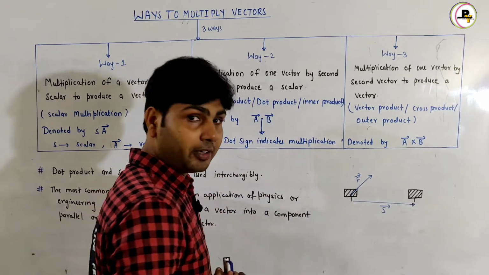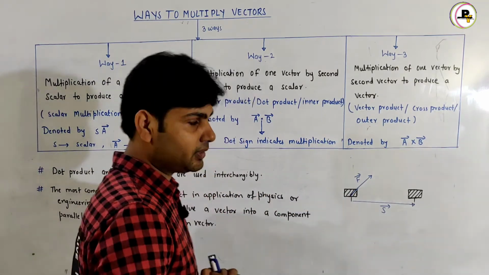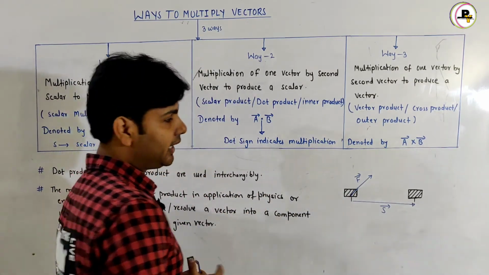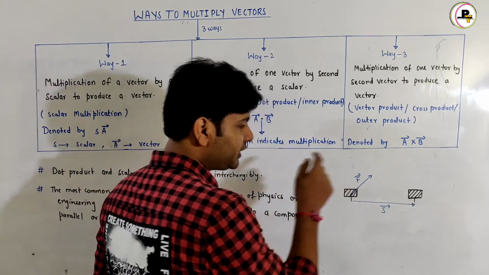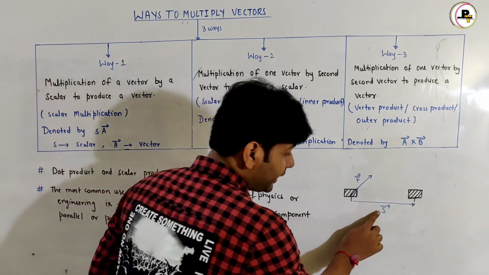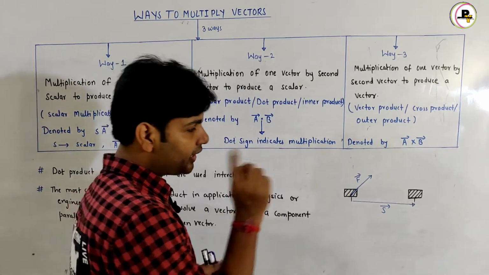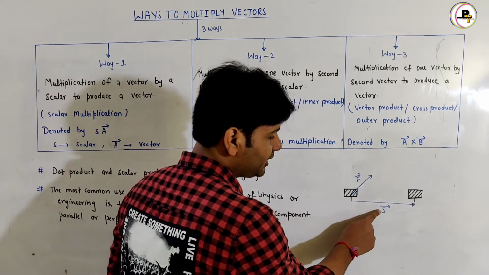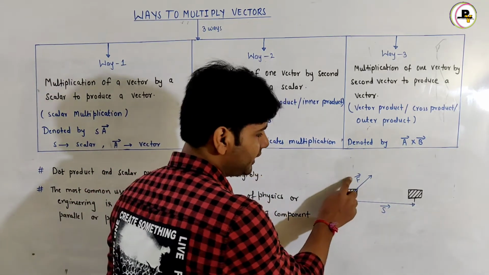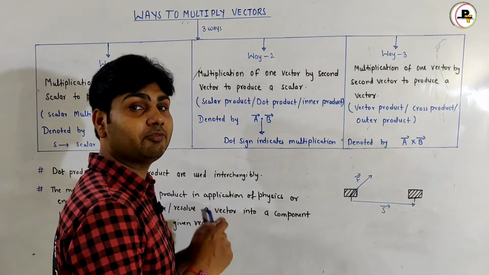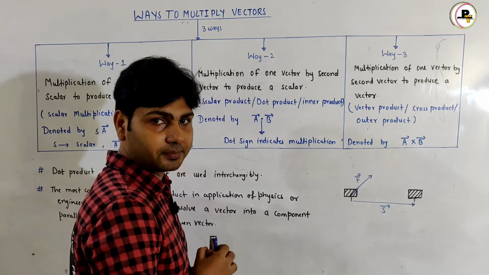So here, if I need to calculate the work done in displacing the block, then I need to find the component of the F vector in the direction of the s vector, or I need to resolve the displacement vector in the direction of the F vector, and then only can we find the work done.